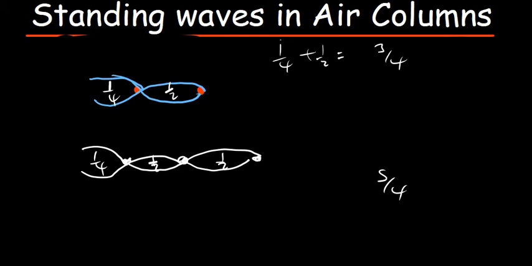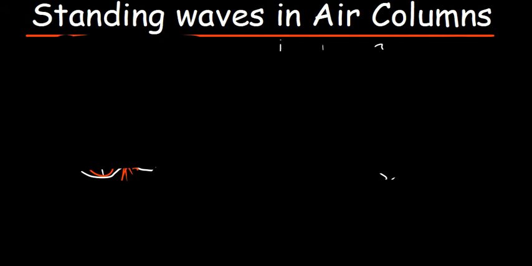Now if they ask you for the position of the node, you find that, you also find that, and that. Then the position of the antinode will be that one, that one, that one. Now here is going to be 1 over 4 lambda. Then here you come there, you keep on going just like that. So this is what you need to know when it comes to the standing wave in an air column.